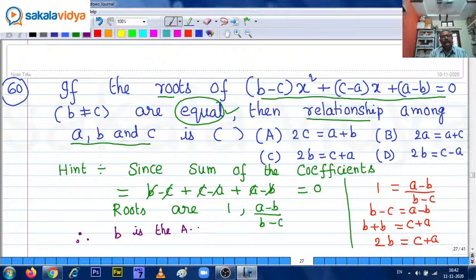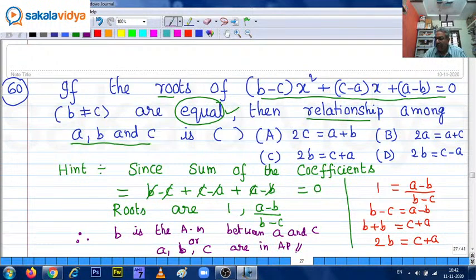We can say that b is the arithmetic mean between a and c. Or we can say that a, b, c are in arithmetic progression. This is also a correct answer. So option C is the right option. Option C.